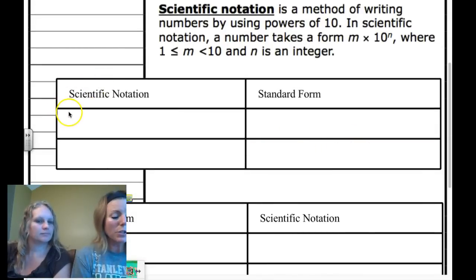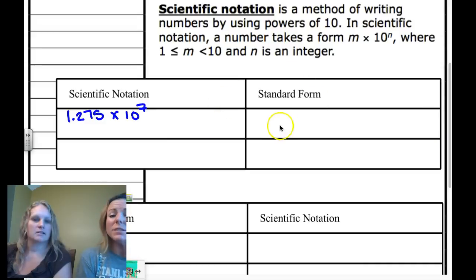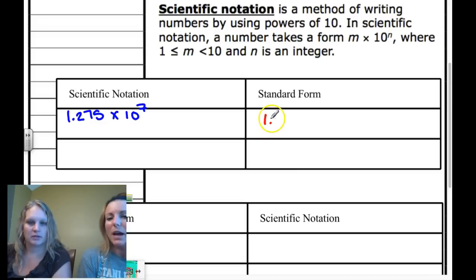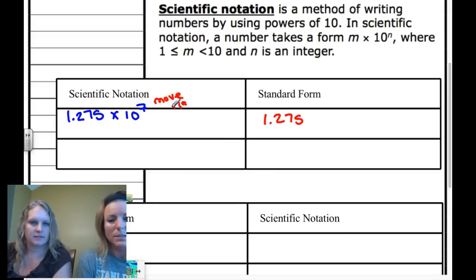So let's write something in scientific notation first. 1.275 times 10 to the 7th. Now let's write that in standard form. So we're going to rewrite the number, 1.275. And what it means, because it's a positive 7, you're moving the decimal 7 places to the right.